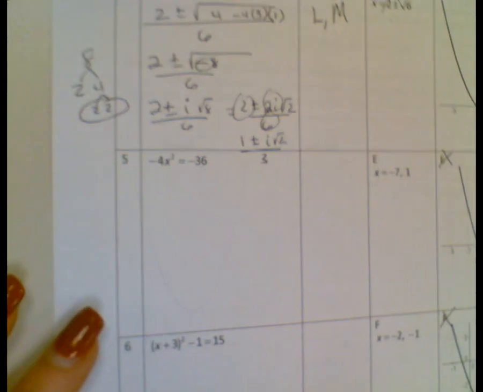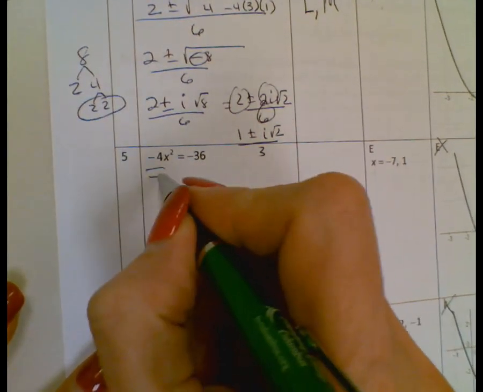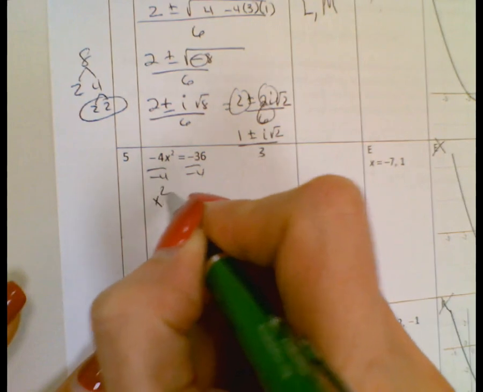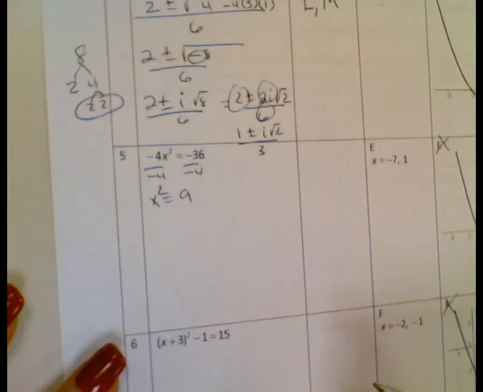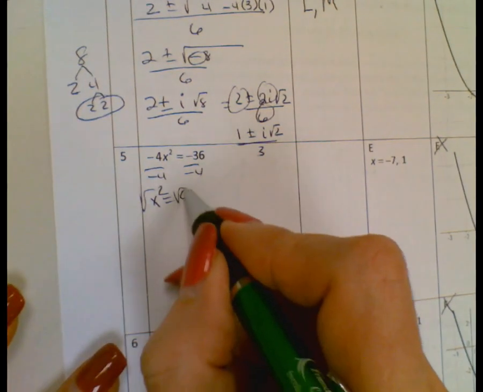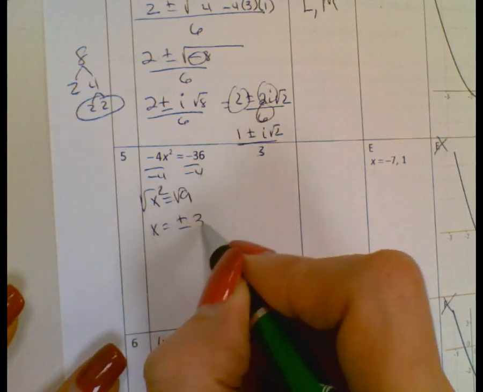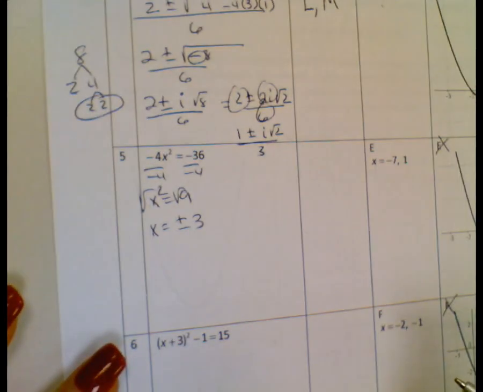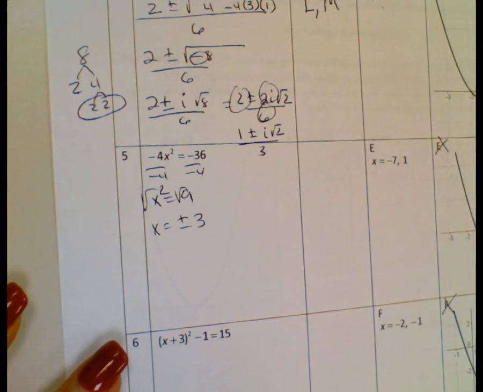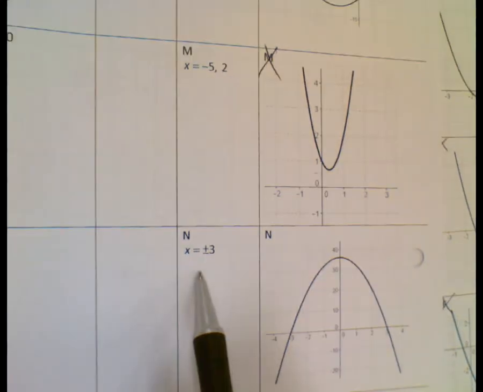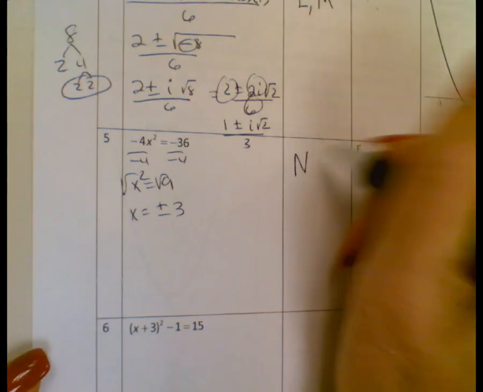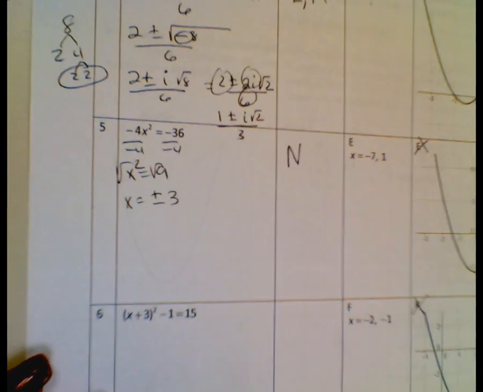And we're done. And number 5, I think it's best if you divide everything by negative 4. You get this. Now, when you square root both sides, you're going to get plus or minus 3. So that looks like it is N. So let's cross off N. And we're looking for a graph that crosses 3 and negative 3.